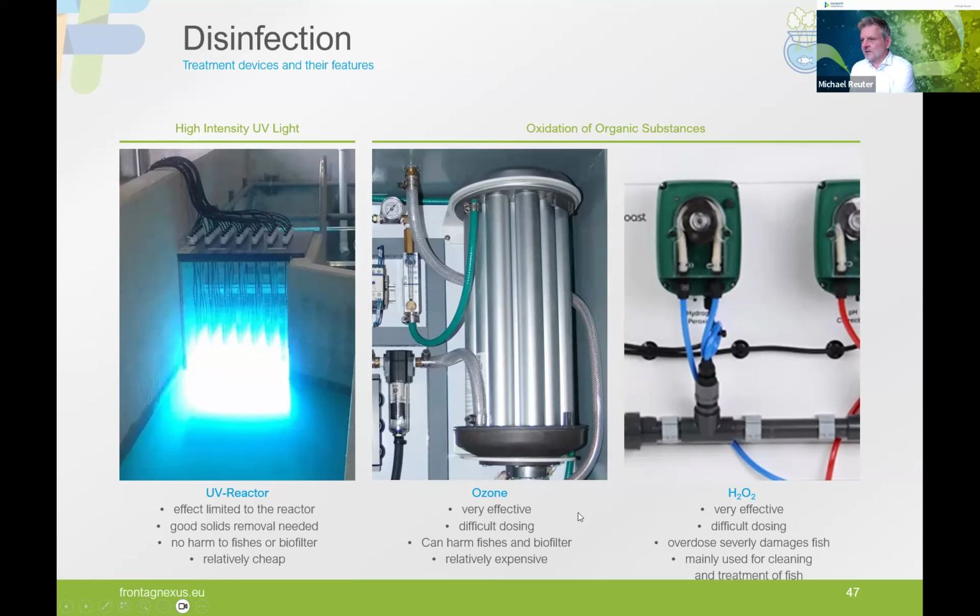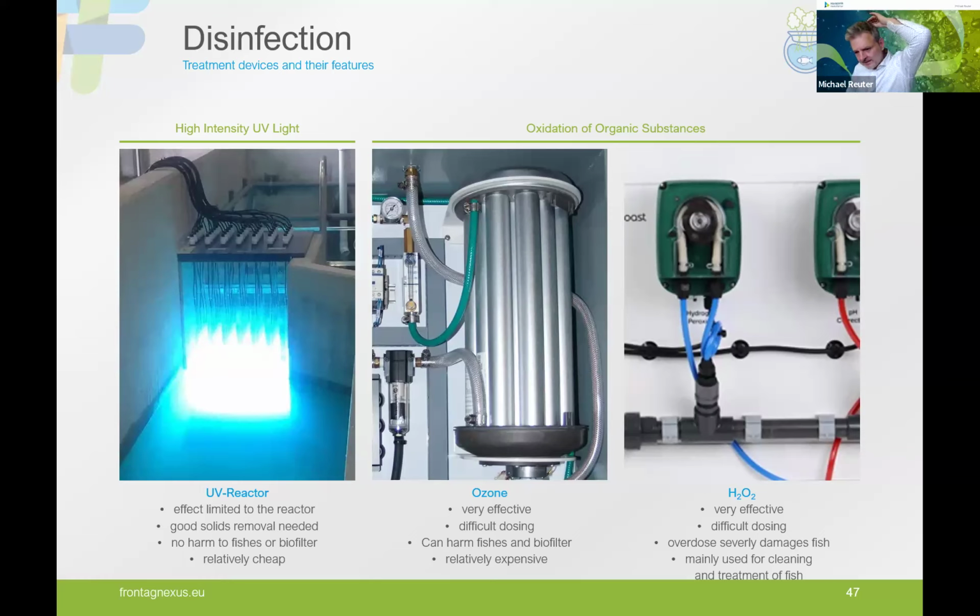That's very common in intensive aquaculture, to use ozone. That's very effective. It's a little bit difficult to dose to the right amount, because if we have too much ozone inside of our system, it goes with the flow and can then enter the rearing unit, the fish tank, and also the biofilter. And if we have too high concentrations of ozone in our process water, this may harm fish and biofilter. And it's relatively expensive to have this ozone generator inside of the system.